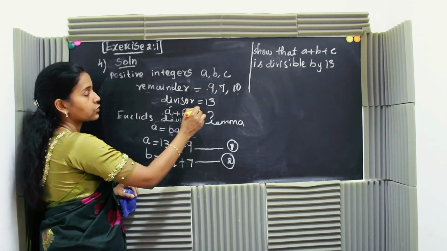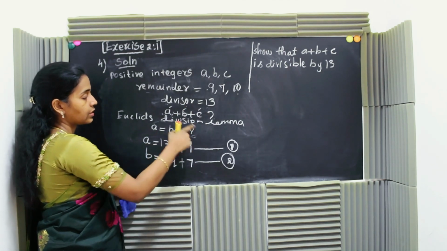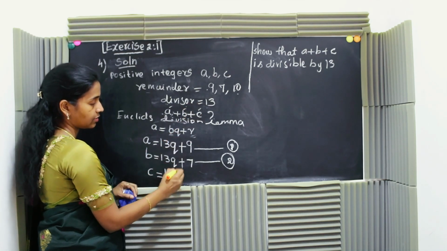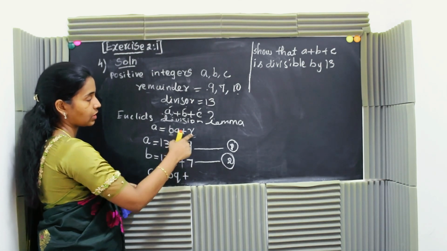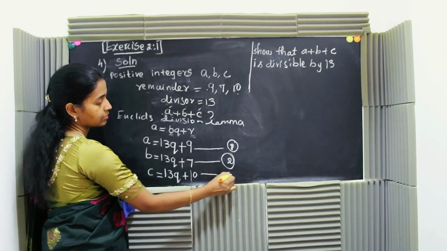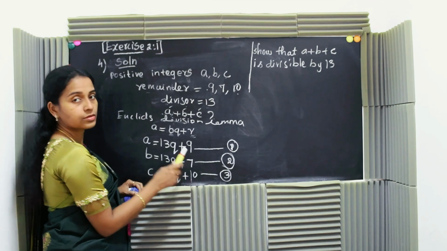Now we need to find out C. I am taking C equals, here, what is B? B is 13. Q, we don't know. So, R value is 10. Right? I am taking this equation as number 3.